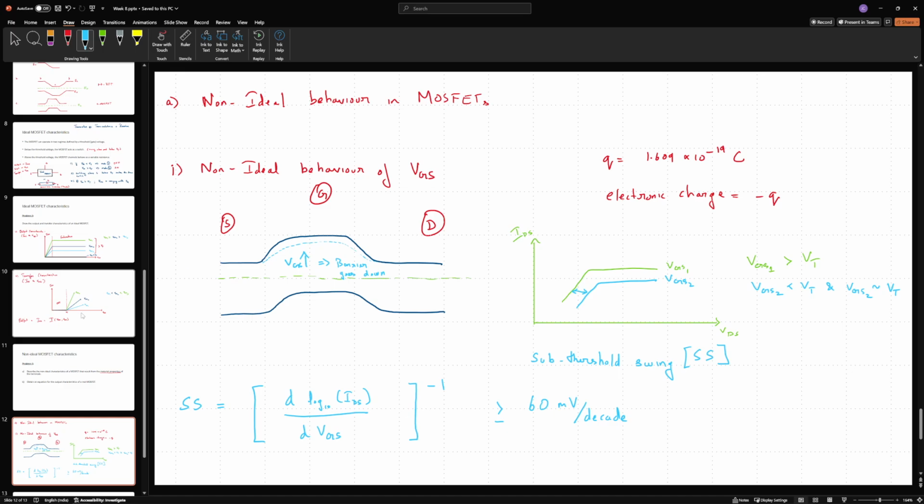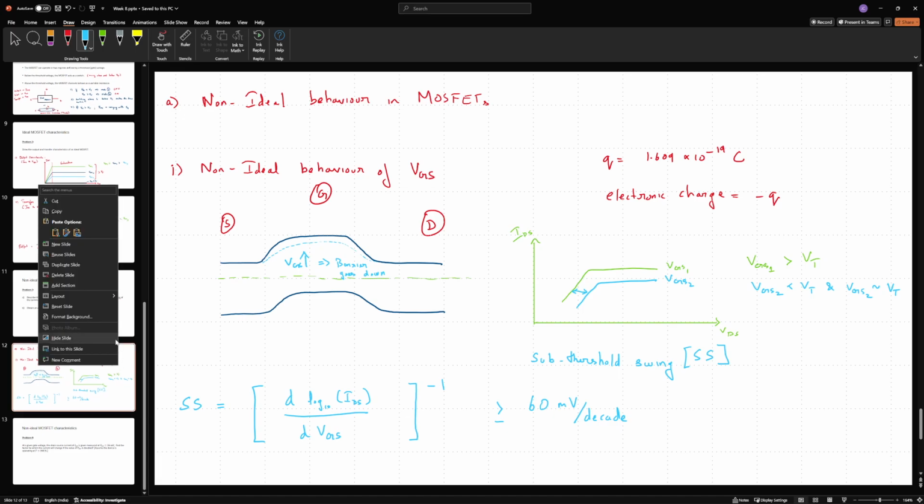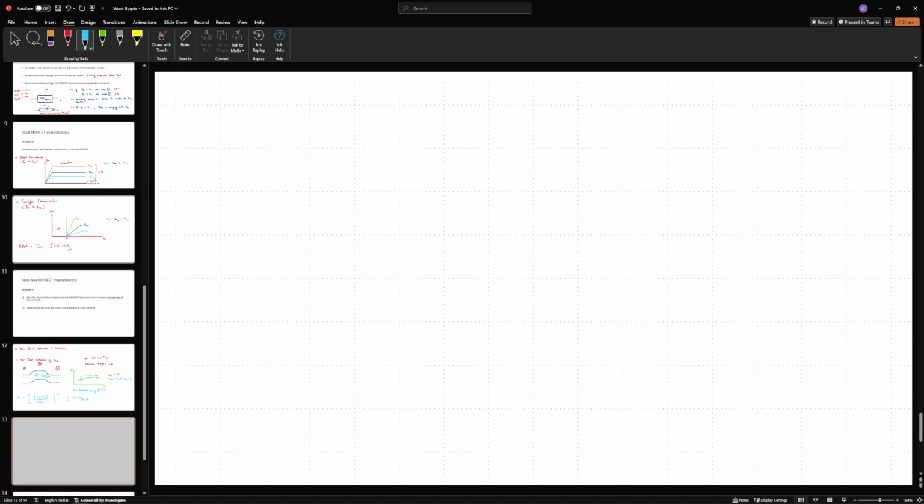And if we know about the operating voltages of such devices, you know that this value of 60 millivolts is actually pretty reasonable. So these are the non-idealities arising from VGS. The next part is non-idealities arising from VDS. Again, we are going to use the same notion. So let me start with the same band diagram.